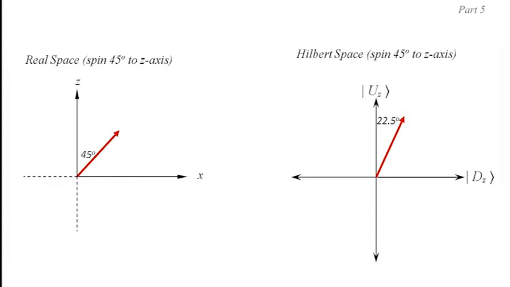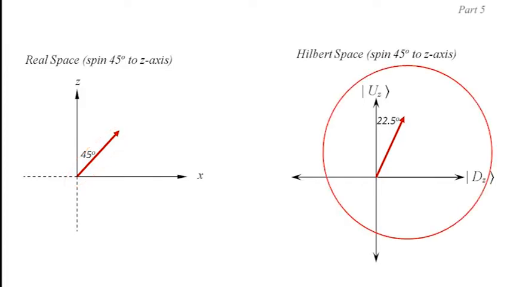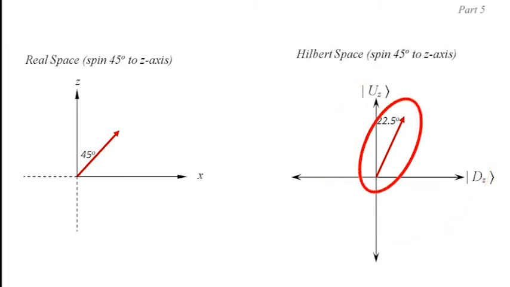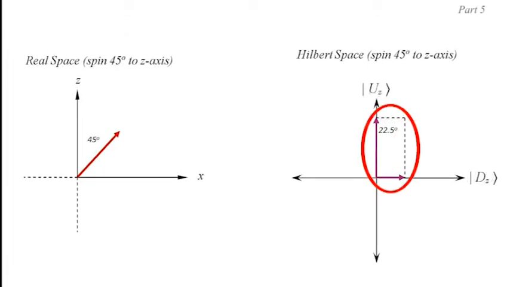Well, the Hilbert space diagram gives a hint. If we're going to try to find the coefficients of what I've been loosely calling the upness and downness of the state representing this real space situation, we need to use the Hilbert space diagram and not the real space diagram. This is the state vector in Hilbert space, which represents the real space 45 degree situation. And from this Hilbert space diagram, the up component of this state vector in Hilbert space is cos 22.5 degrees, and the down component of it is sine 22.5 degrees.